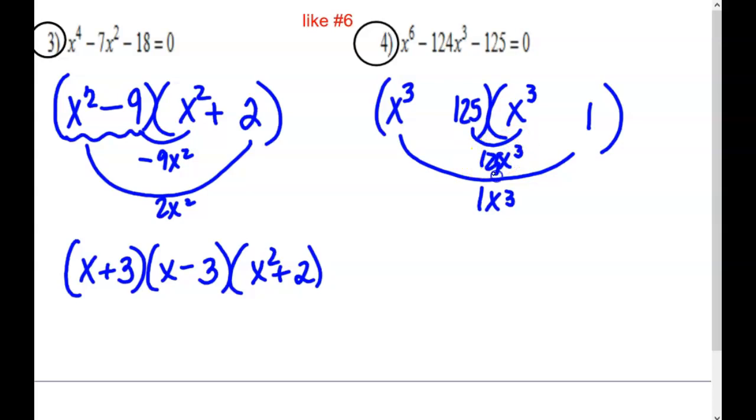Whoops, I lost the 5, sorry. We need the negative 125 and we need a negative 124, so I'm thinking that one needs to be negative and this one positive. Is that working? Okay.